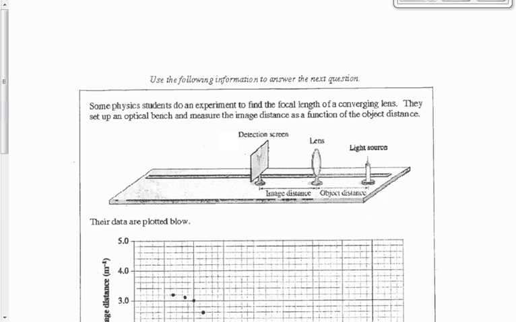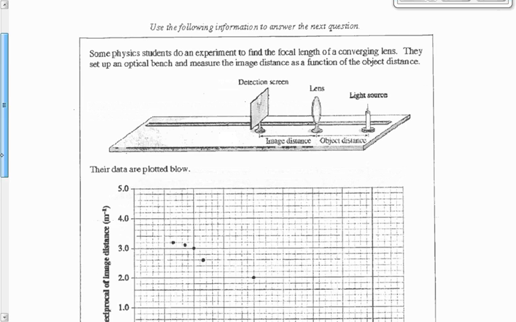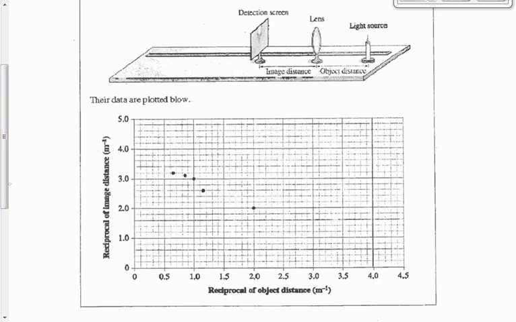We will see a graph though. For instance, you may see the graph that you see right here. That's a reciprocal of image distance versus reciprocal of object distance, kind of like one of the activities that we did actually. 1 over di is a function of 1 over do. We don't have to plot the graph on the diploma exam, but we do have to analyze it.